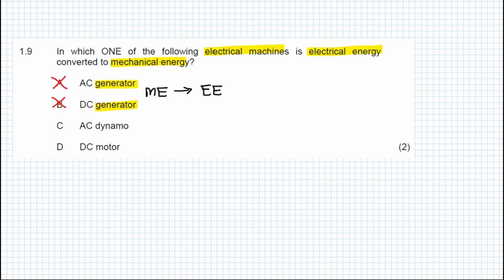Now, we don't often use the term dynamo in matric, but a dynamo is actually a generator, and therefore it has the same energy conversion as above, and we know that C is not the option. A motor, however, converts electrical energy into mechanical energy, and therefore the correct answer to question 1.9 is D.